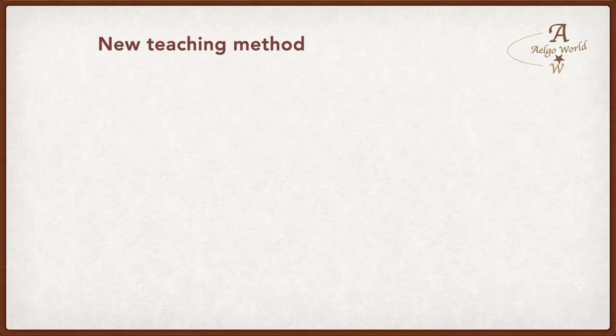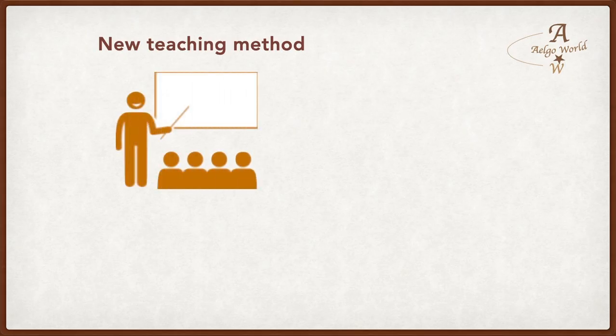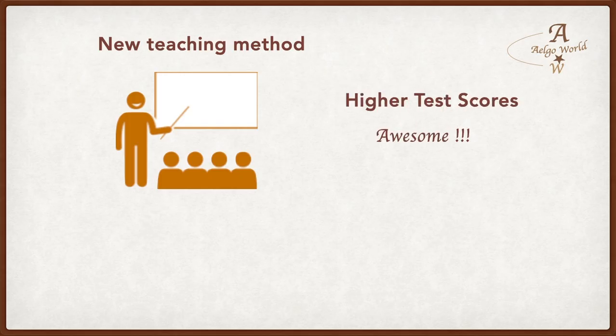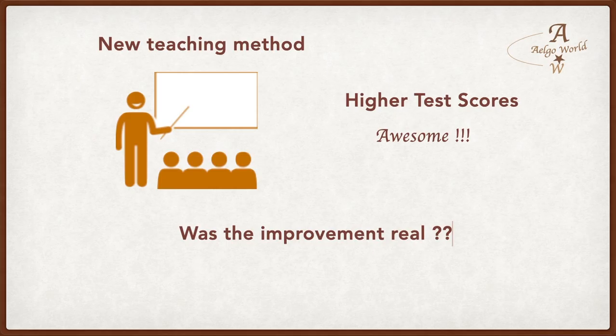So, let's set the scene. Imagine a school tries out a brand new, cutting-edge teaching method. And at the end of the year, the students in that group have way higher test scores. Awesome, right? Well, maybe. Here's the big question, the mystery we have to solve. Was that improvement real? Or did that group just happen to be a little sharper? Or maybe they just got lucky on test day? Is it a fact or is it a fluke?